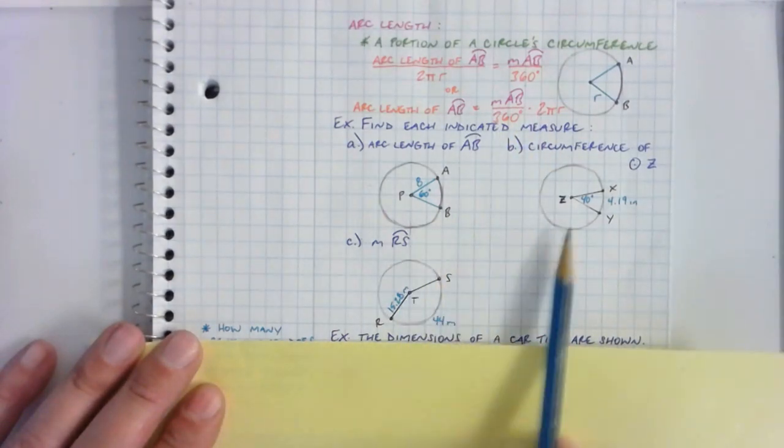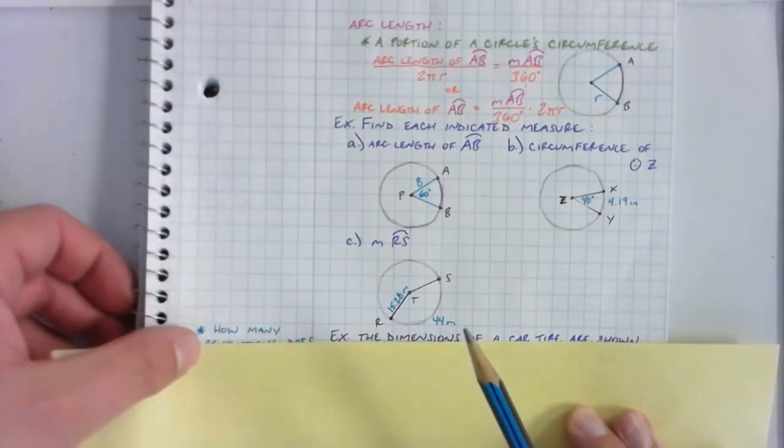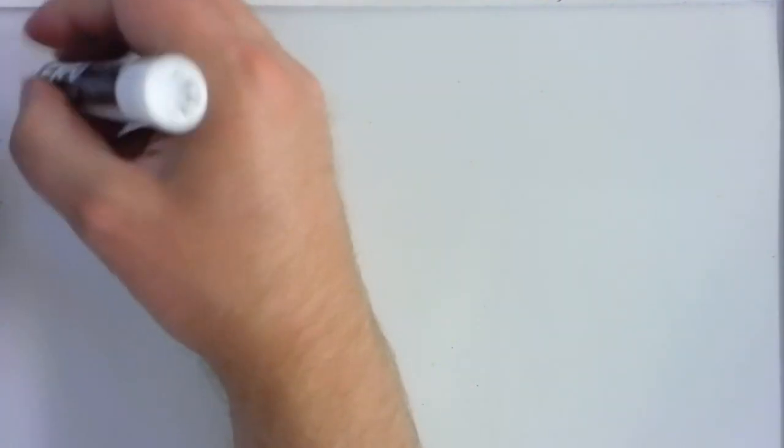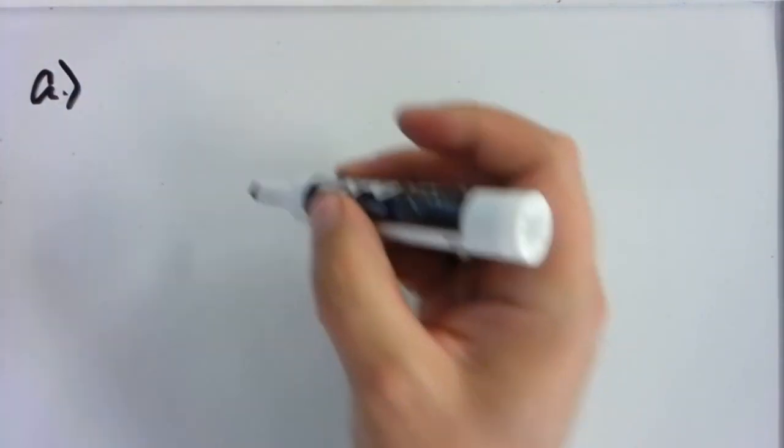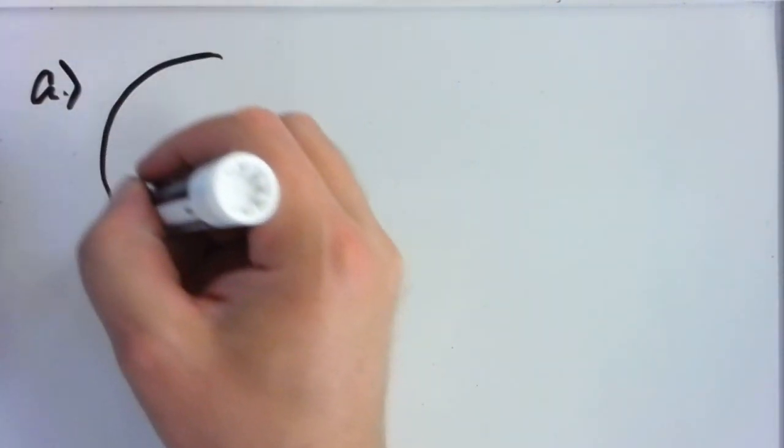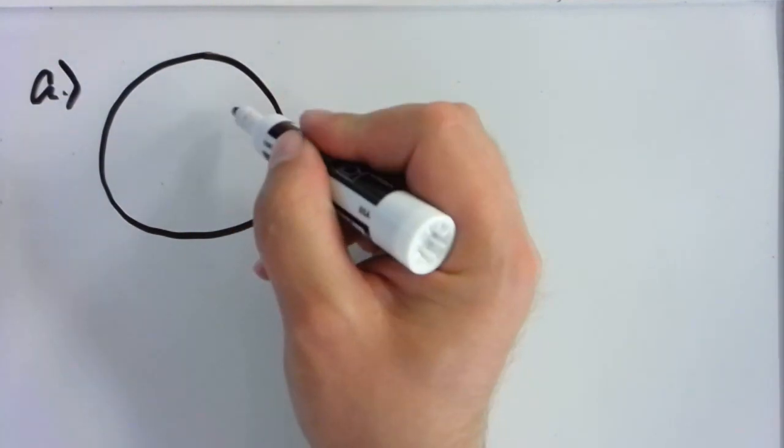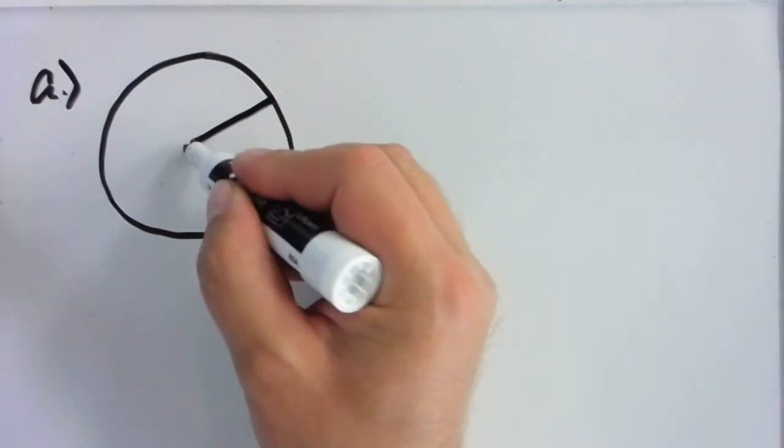Okay, so let's work through these. I'm going to jump to the whiteboard. All right, part A. Part A, we're given the following diagram. We have a circle, and we have a slice in this circle.